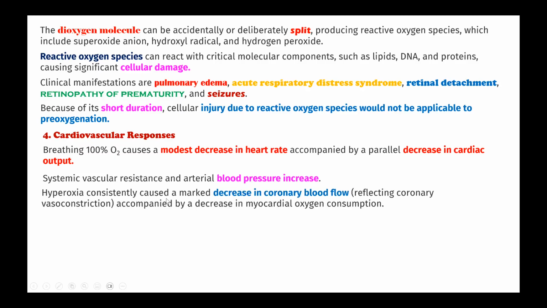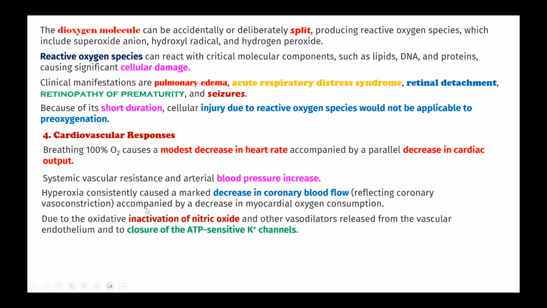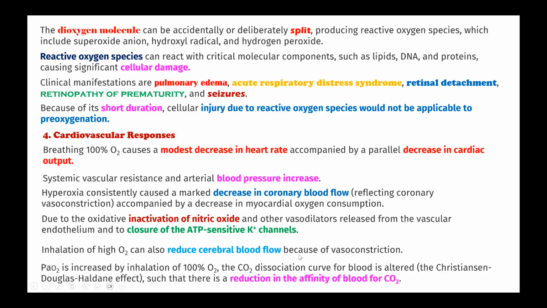Hyperoxia can cause a marked decrease in coronary blood flow, reflecting vasoconstriction and inactivation of nitric oxide, another vasodilator released from the vascular endothelium, which causes closure of the ATP sensitive potassium channel. And the inhalation of high oxygen can reduce cerebral blood flow also because of vasoconstriction.